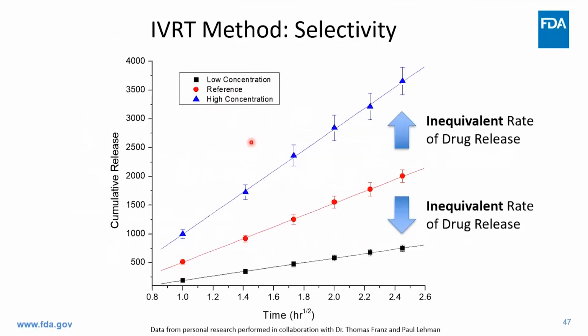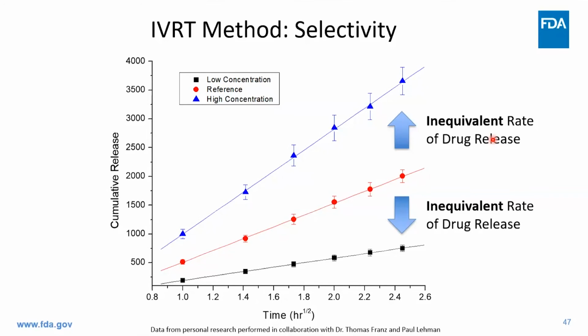One of the next things then is to look at the selectivity. So not sensitivity, not specificity, but selectivity, the ability to selectively show that not only is the release rate higher or lower for the higher or lower strength products, but it's different enough, it's higher or lower enough that it's actually differentiated as being inequivalent.